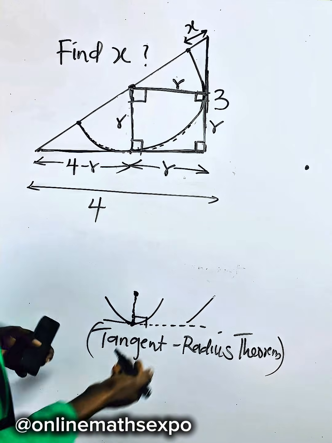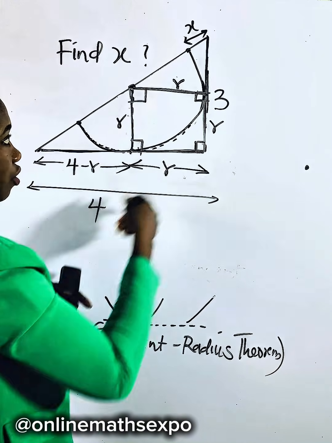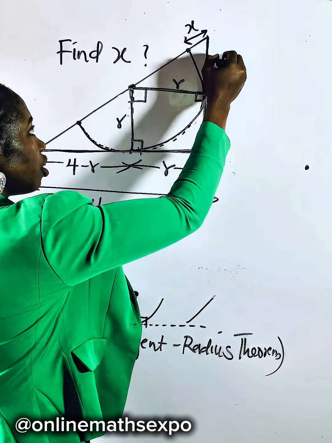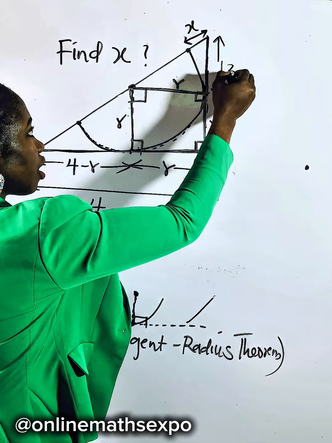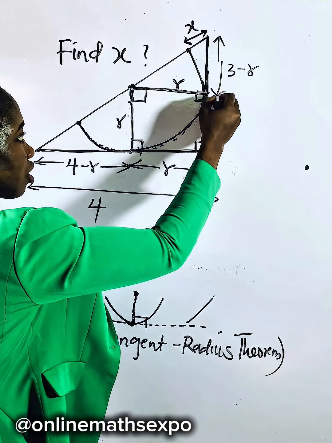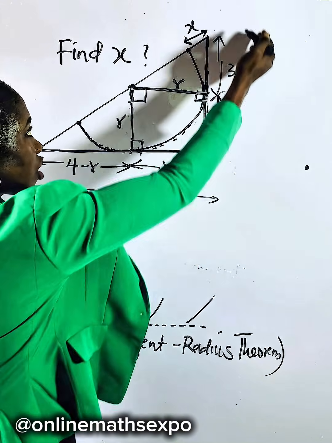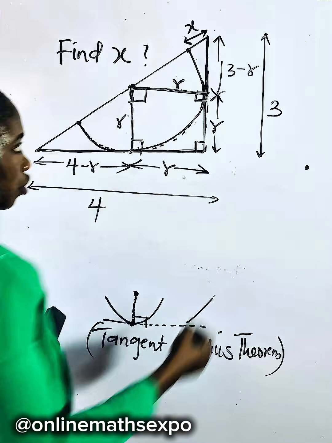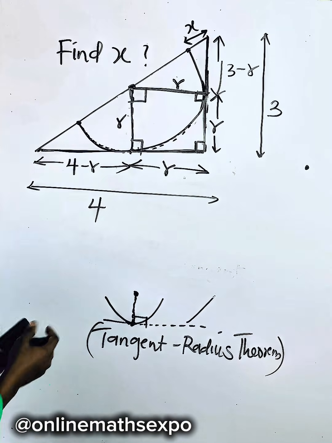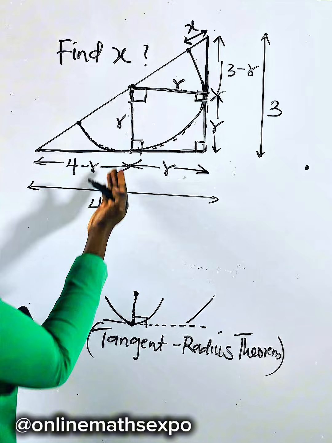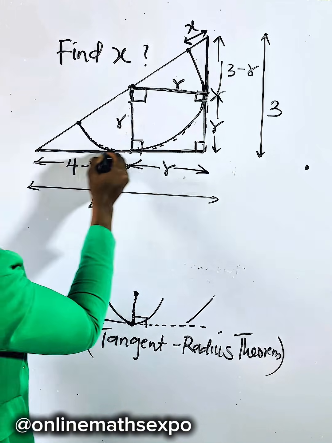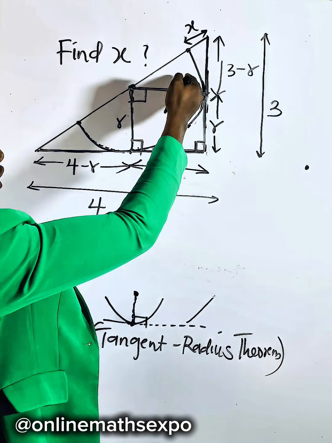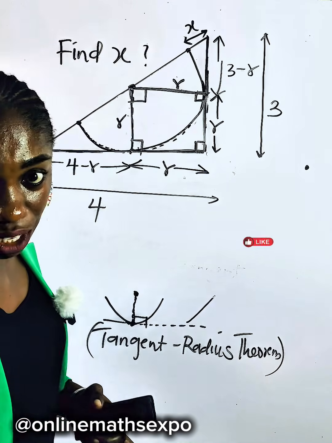Now, if you go back to this, here is R. Automatically, the remaining length from here will be 3 minus R. And this is R. So if you add the total length, it gives you 3 units. Now, what do you do with this? If you go back now, let's bring out this bigger shape. So if you bring out the bigger shape, we want to find the radius to help us get the value of x.